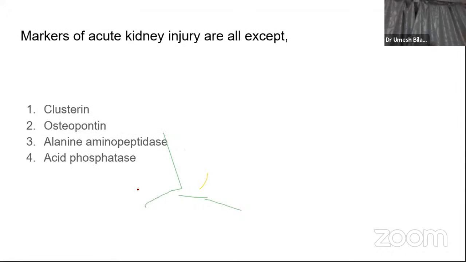Markers of kidney injury are all except. So the last answer is given by Beryllium. Anyway, I'll monitor it now. Which of them is the answer? It is alkaline phosphatase, not acid. This is the answer. Fine.